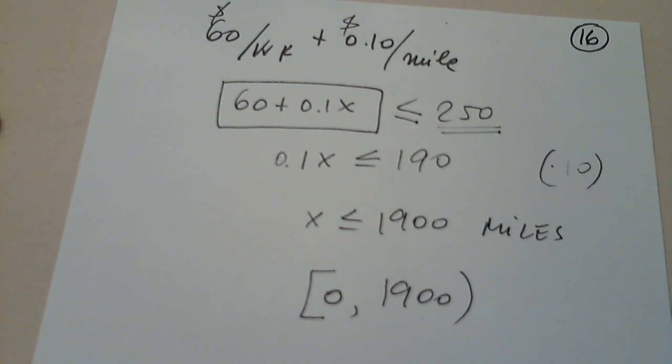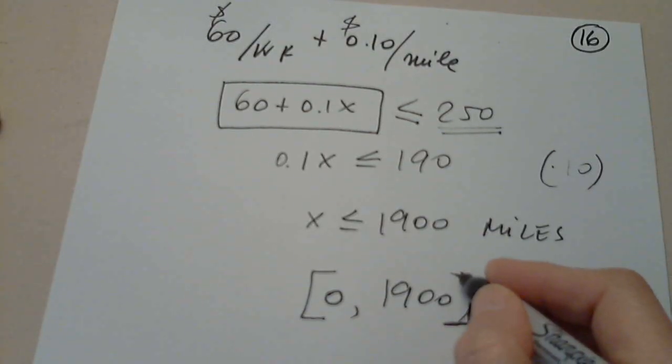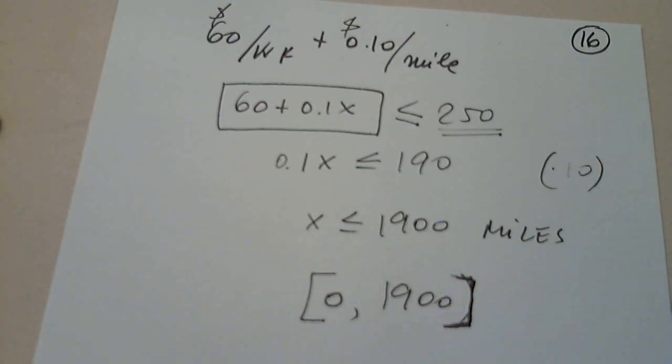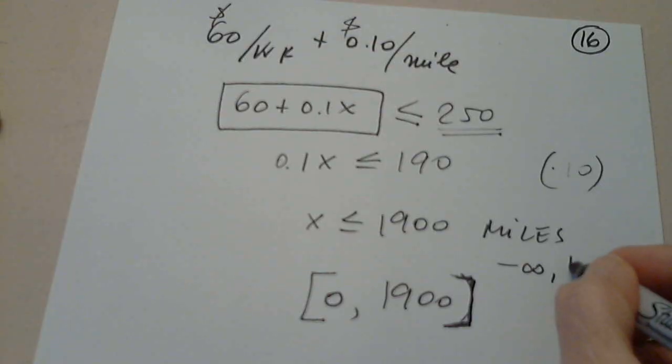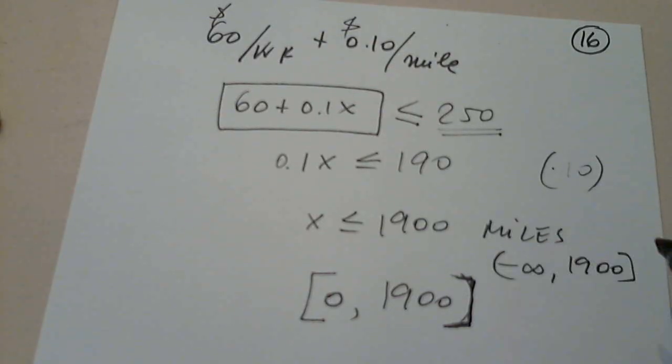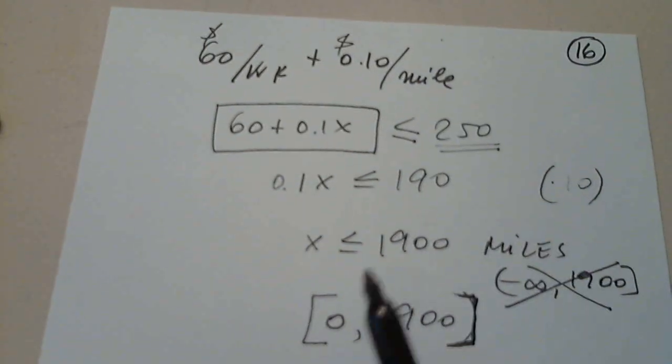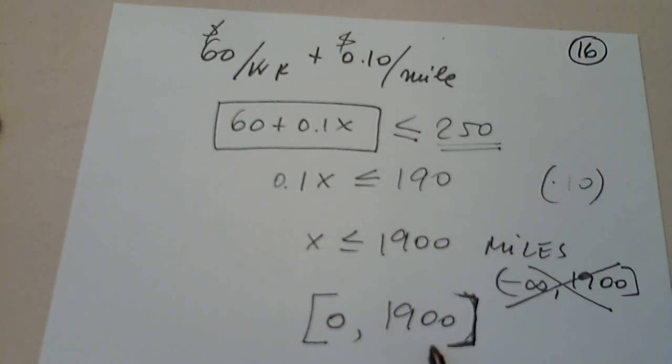How come I cannot go from negative infinity to 1900? Because I cannot drive negative 1 miles. Because normally we would have written this. But I can't, because we're talking about miles. So anywhere between 0 and 1900.